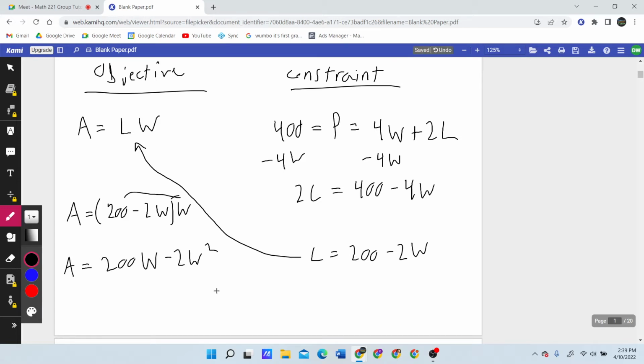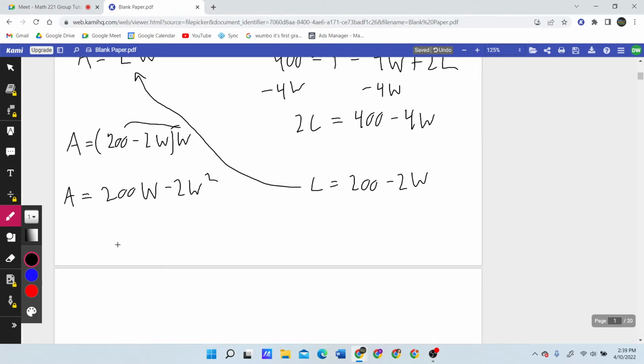And we'll see why I'm taking the derivative in a second, but the next step is the derivative. A prime, this is a pretty simple derivative. It's 200 minus 4W, just a series of power rules. And now I want to set this equal to 0. I'm setting it equal to 0 because I want to solve for the critical points. And critical points, if you remember, are where the first derivative equals 0.